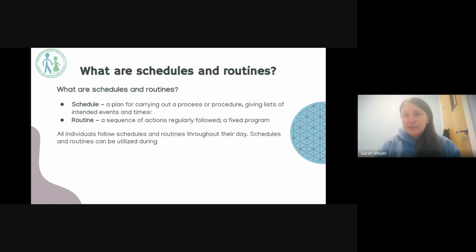All individuals, including adults, teachers, students, everybody follows schedules and routines throughout their day. Schedules and routines can be utilized during daily, weekly, or monthly activities. They can be used to break down a single, more complex activity, and they can be used for single or multiple activities.